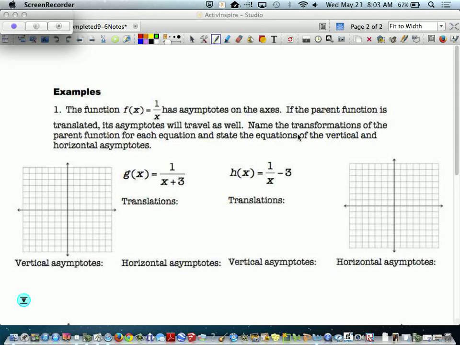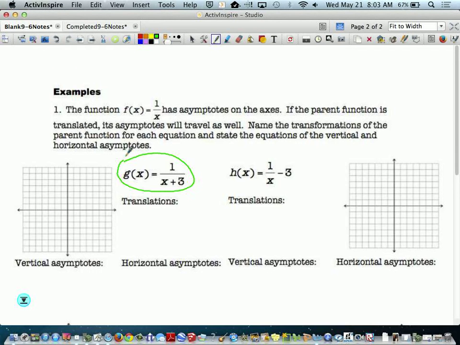Now type in, after you've typed in the 1 over x, now type in 1 over x plus 3. When you go to type in 1 over x plus 3, you have to be careful. You want to put parentheses around the x plus 3 part. 1 divided by all of the x plus 3. What happened to your graph?